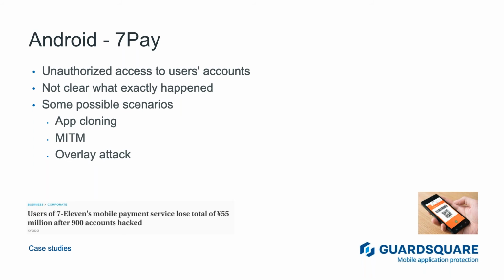Another example on Android is the 7Pay app. The 7Pay app is, if I recall correctly, mostly used in Asia to perform payments. There was unauthorized access to users' accounts and money actually got stolen. At the moment, it's still not really clear what exactly happened, but some possible scenarios are clones that were distributed, sniffing users' credentials, maybe a simple man-in-the-middle attack on a public network, for example, or even an overlay attack that sniffed the password that the user was entering on his device.